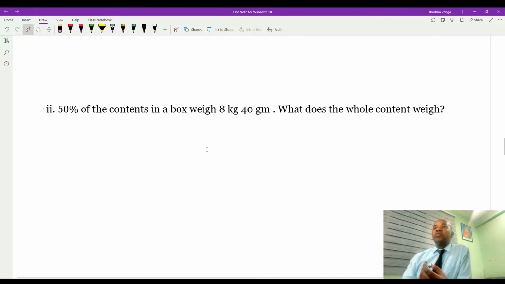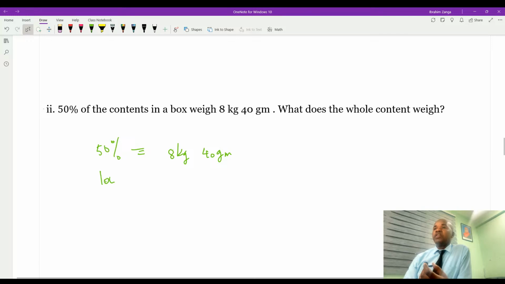2B, Roman 2, 50% of the contents in a box weigh 80 kg and 40 gram. What does the whole content weigh? So 50% is equivalent to 80 kg, 40 gram.